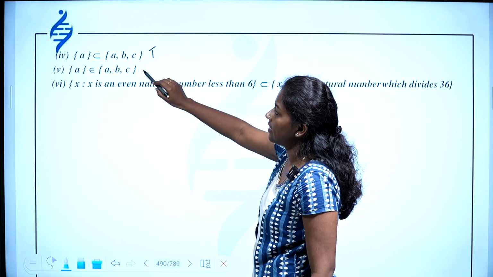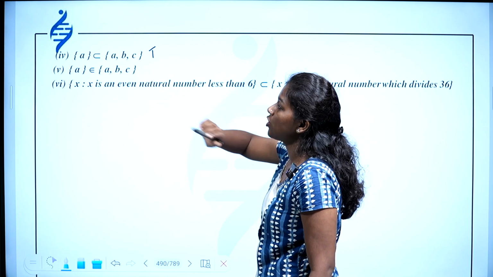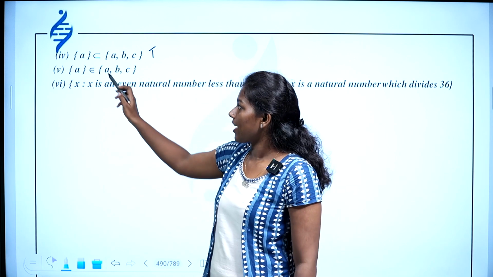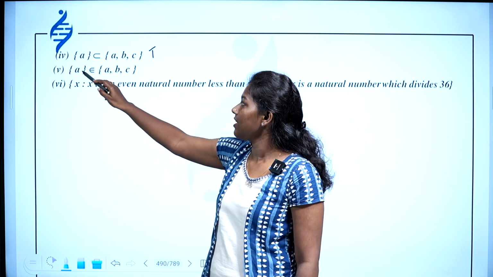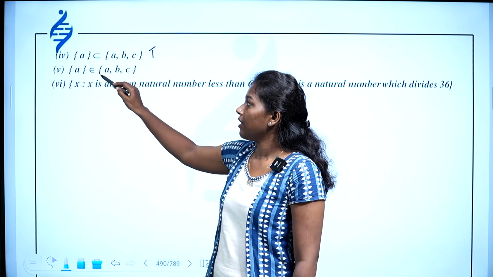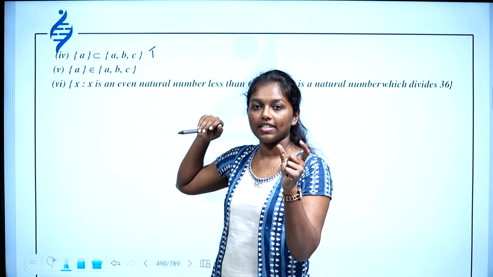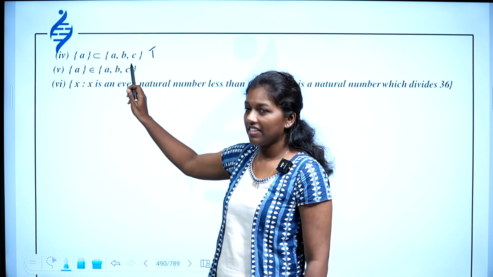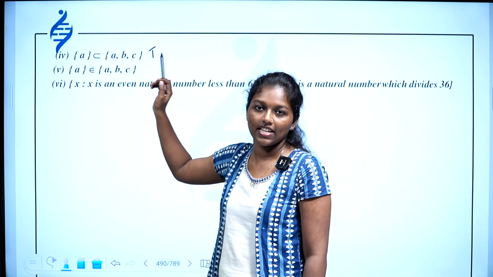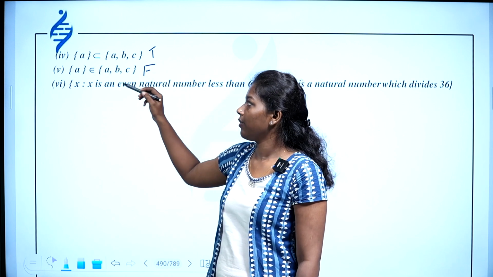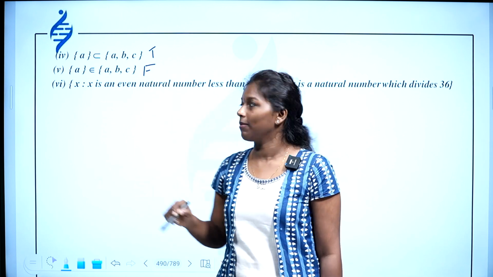Then the second one, set A belongs to {A, B, C}. Is that true? You should write subset of, because A is there in this set. For writing belongs to, the set A must itself be there in this set. But here only the element A is there. Set A is not there as an element. So this is false. You can only write subset of, not belongs to.